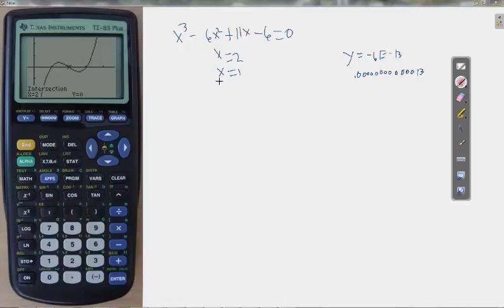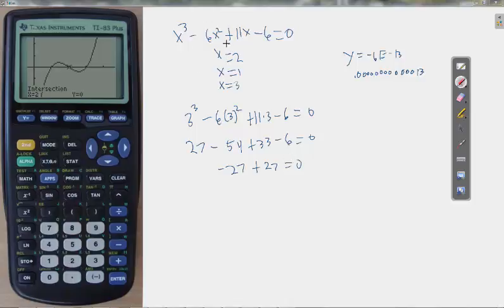So it looks like it's 3. Let's make sure that's correct. 3 to the third minus 6 times 3 to the 2 plus 11 times 3 minus 6. That is 27 minus 6 times 9 is 54 plus 33 minus 6. So that is negative 27 plus 27, and that is 0. So yes, indeed, the third answer is 3.